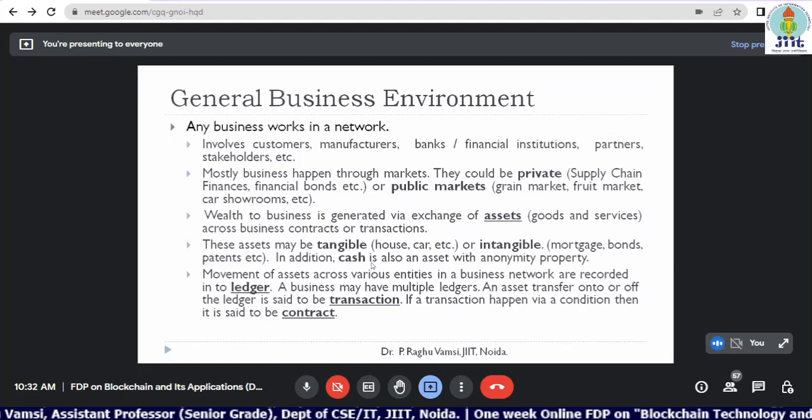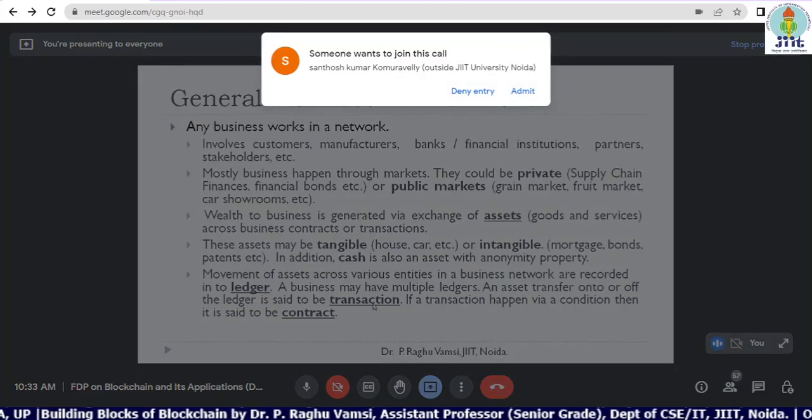So that means this many products have been received from so and so service provider or so and so manufacturer. This particular product is the asset. So an asset transferred onto or off the ledger is said to be a transaction. That means in a ledger, I have made a note that 100 bags of rice have been received into the store from so and so rice mill. So obviously it is a transaction. We are going to record that. If the transaction happens via a condition, then it is said to be a contract. So you please provide this many rice bags within a certain time. This is a certain condition, which is called a contract.